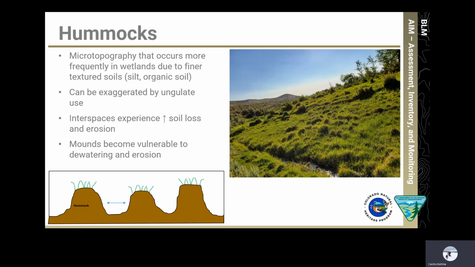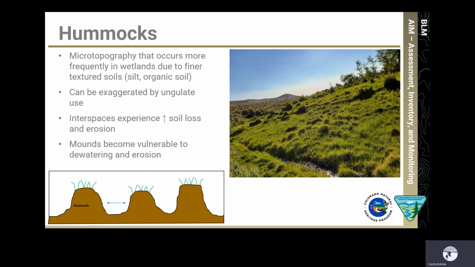Hummocks are microtopography features that form more easily in finer textured soils. Because of this, it is more likely for hummocks to occur in wetland and riparian areas, since these areas typically contain more finer textured soil and organic matter compared to the soil found in uplands. The mechanics behind the formation of hummocks can be related to several different factors, one being the freeze-thaw dynamics that occur in the soil of northern regions and high-altitude environments.